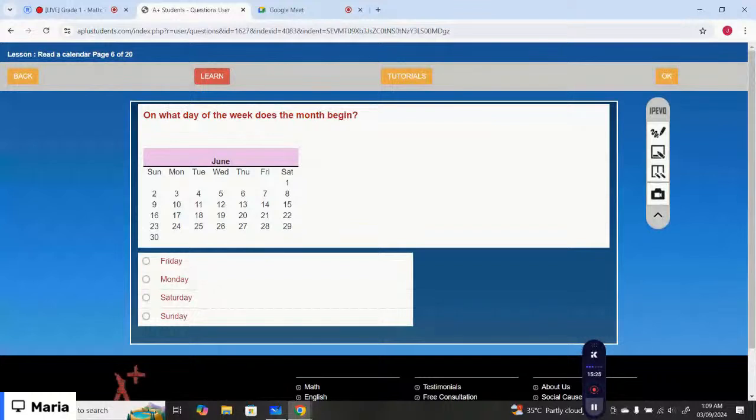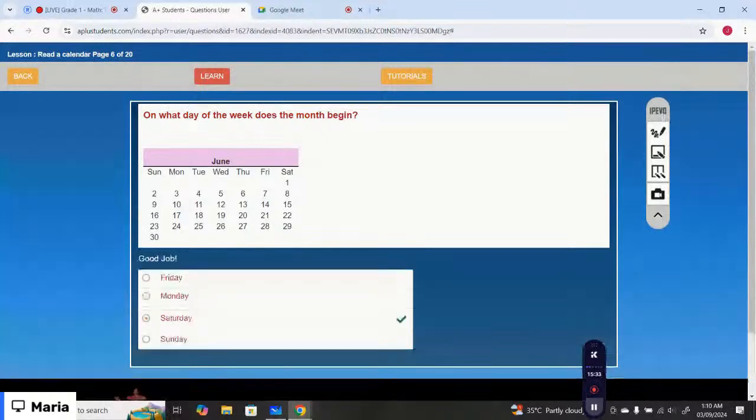The month begins on first, right? And on first it is Saturday. So the correct option is Saturday.